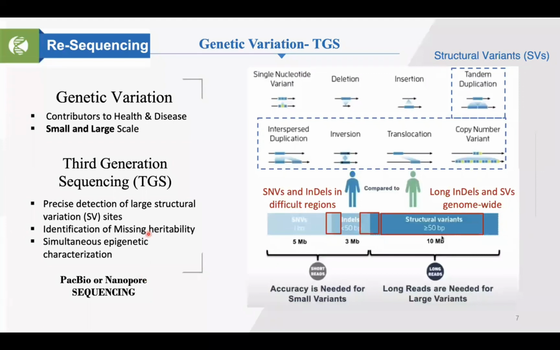As for large variants, or so-called structural variants, we have tandem duplication, interspersed duplication, inversion, translocation, and copy number variants. TGS is not only able to capture all variant types ranging from single nucleotide variants to large structural variants, but can also more sensitively detect variants that are often missed by short reads, like long indels and SVs. PacBio and Nanopore are the two commercially dominant TGS platforms, and we are equipped with both of their sequencers.